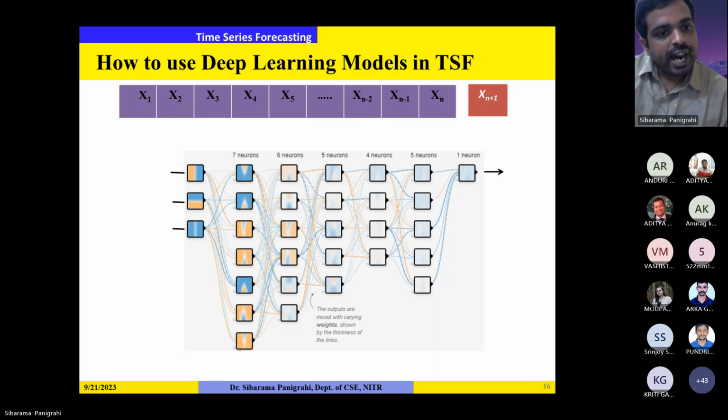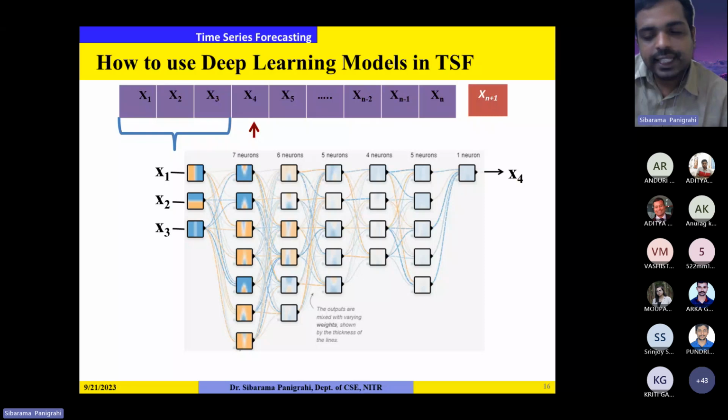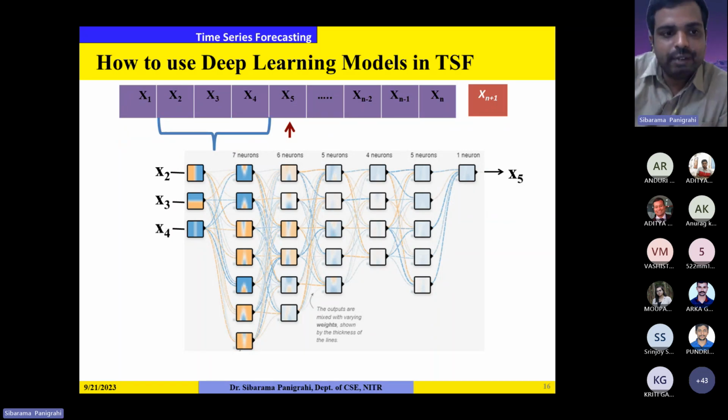So what will I do? I will take x1 to x3 as input and I will set x4 as the target. Then I will move the window. This procedure is called a sliding window. Then I will take x2, x3, x4 as input and set the target as x5. Then I will set x3, x4, x5 as the input and x6 as the target. In this way, I am converting the univariate time series into input and target patterns by using the sliding window technique.